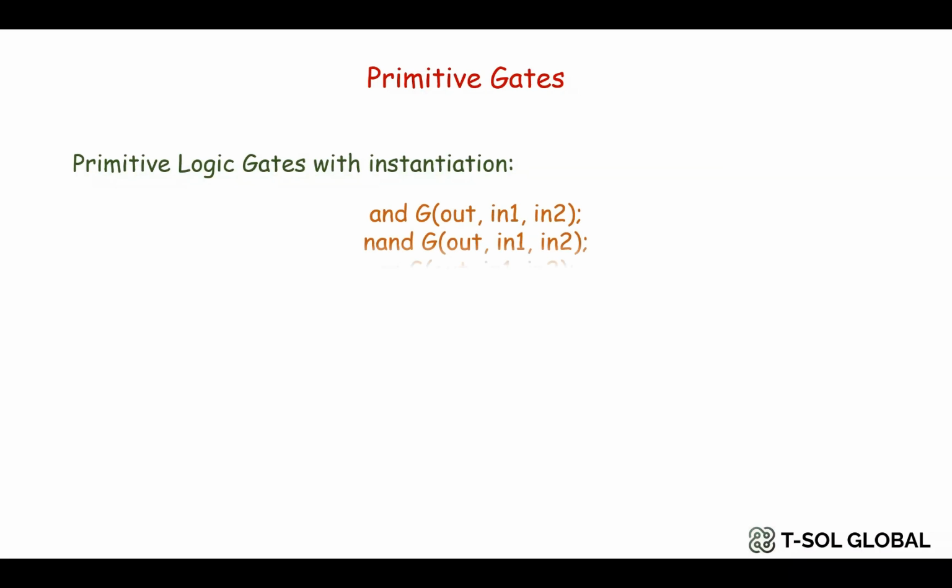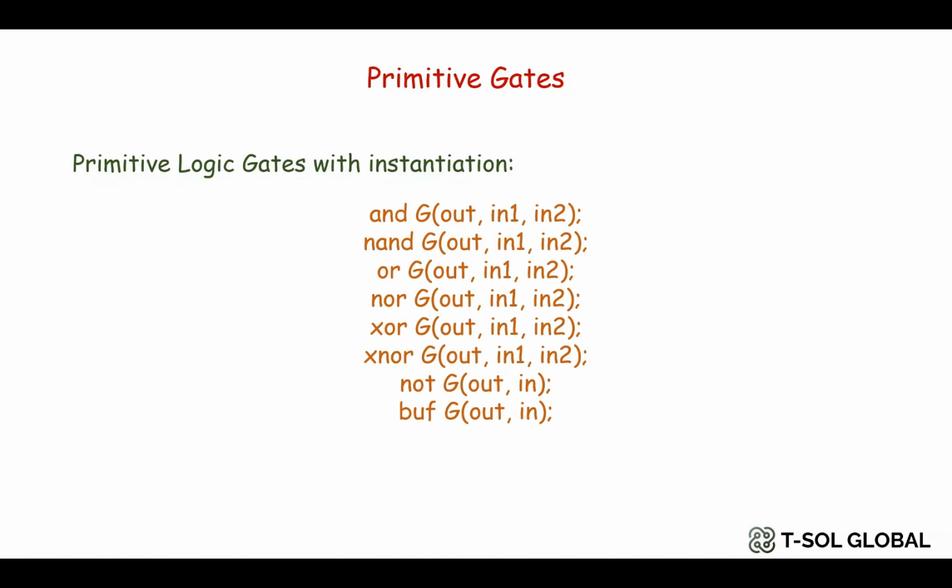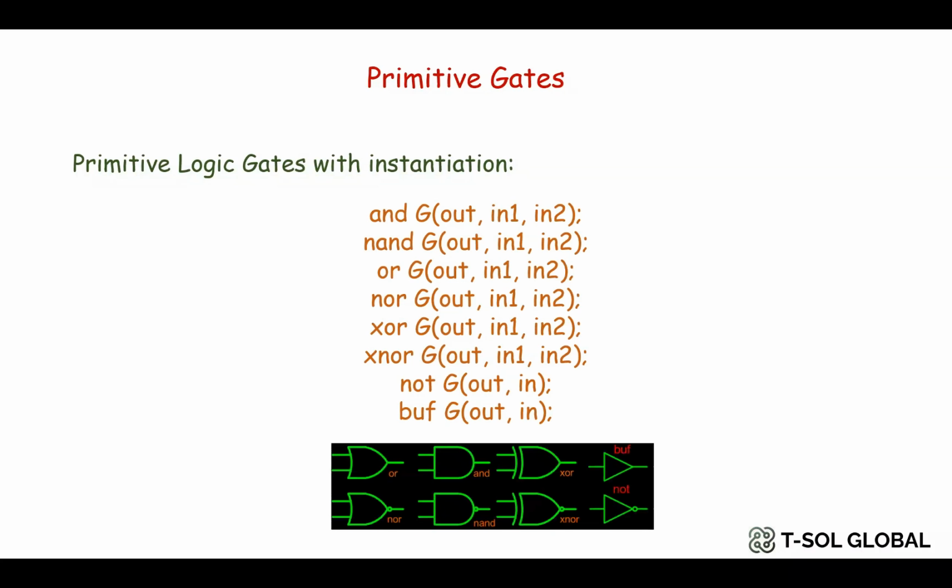Now we'll look at the primitive logic gates in Verilog. The built-in logic gates, also known as primitive logic gates for Verilog, are AND, NAND, OR, NOR, XOR, XNOR, NOT, and buffer. Here you can see the symbols of the primitive gates. We can also see the instantiation for these gates.